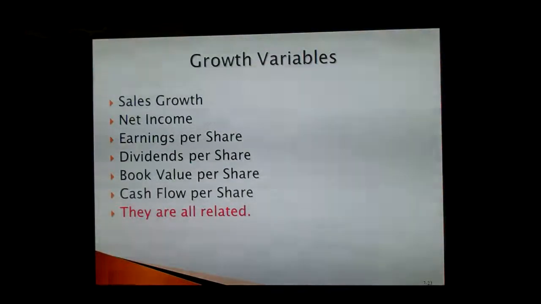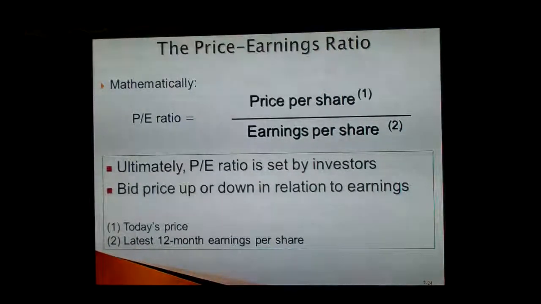They want to know what's going to make them money. Okay. Growth variables: sales income, net income, earnings per share, dividends per share, book value. They're all related, right? They're all related to income and what the company's worth and how much dividends we're paying out, how much we're keeping. The price to earnings ratio mathematically is price per share over earnings per share. Okay? See how it says ultimately the price ratio is set by investors? That's because the price is set by the market, folks. Okay, and the earnings per share is determined by how much money the company brings in. So we're looking at the price over the earnings, right?